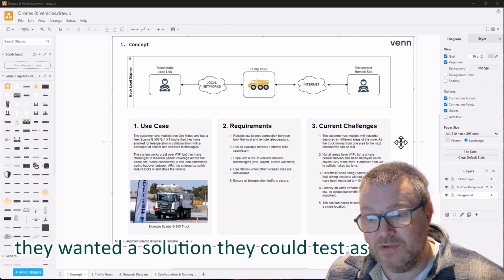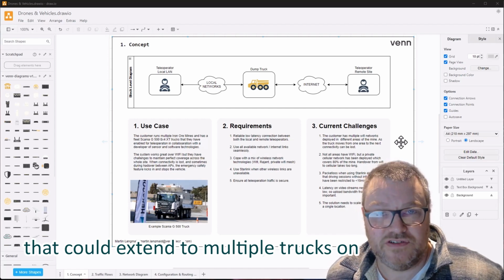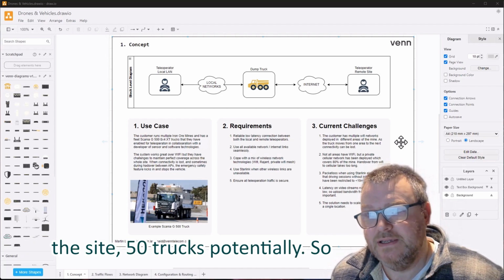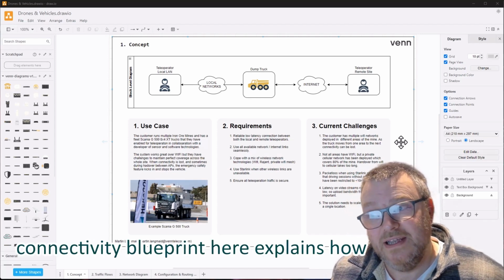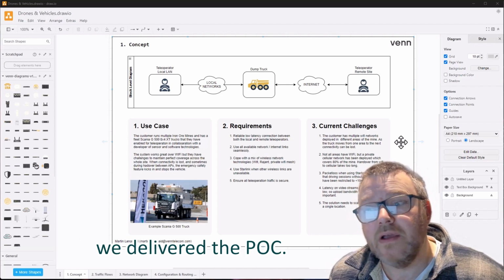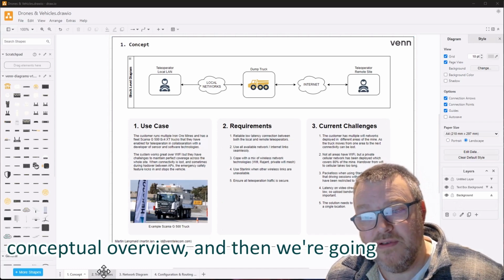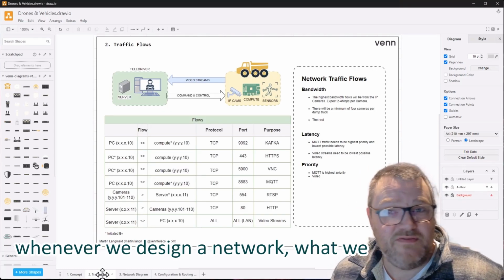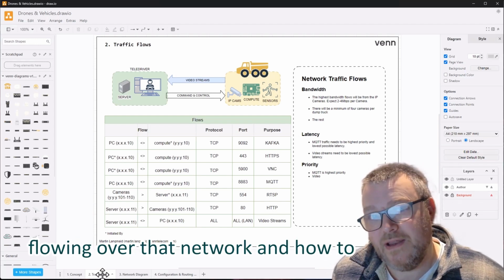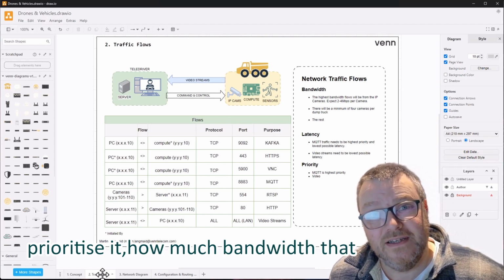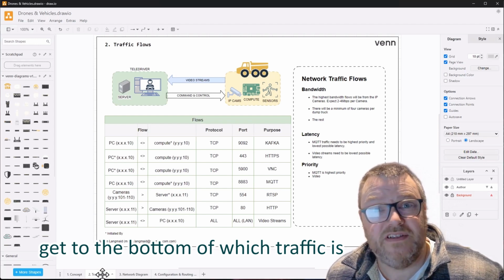So they wanted a solution they could test as a POC, and then they wanted something that could extend to multiple trucks on the site, 50 trucks potentially. So that was good, and this connectivity blueprint here explains how we delivered the POC. This first page is the high-level conceptual overview, and then we're going to jump into the traffic flows, because whenever we design a network, what we need to understand is what traffic is flowing over that network and how to prioritize it, how much bandwidth that traffic is going to be using, and really get to the bottom of which traffic is important and which isn't.